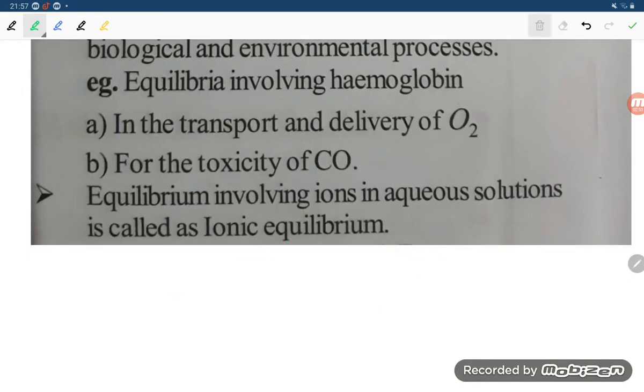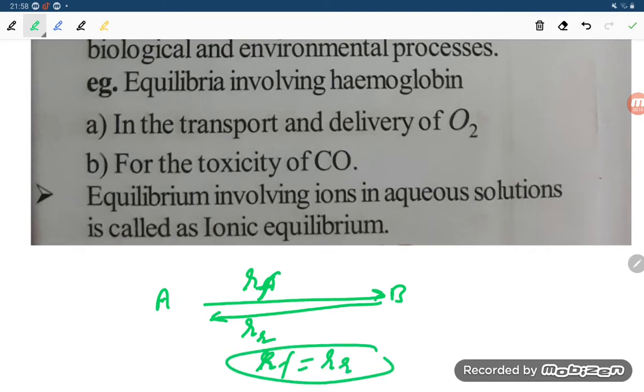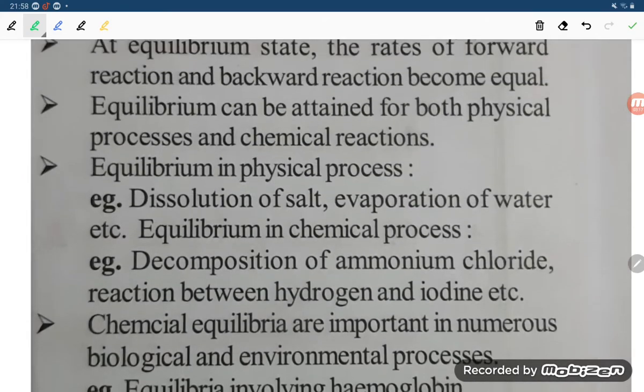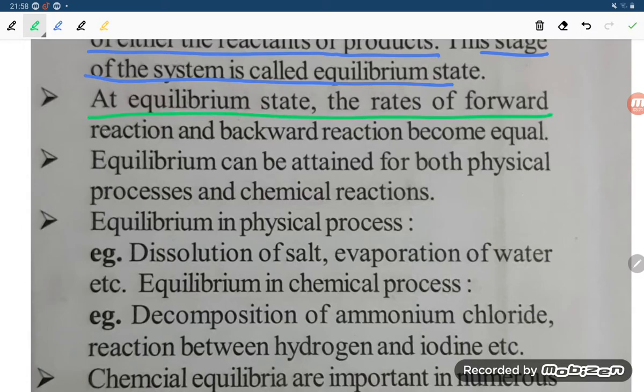What is the meaning of this? A is converting to B and B is converting to A. So the rate of forward reaction, RF, will become equal to the rate of reverse reaction, RR. The reverse reaction and forward reaction speeds will be the same. At the equilibrium state, the rate of forward reaction and backward reaction become equal.